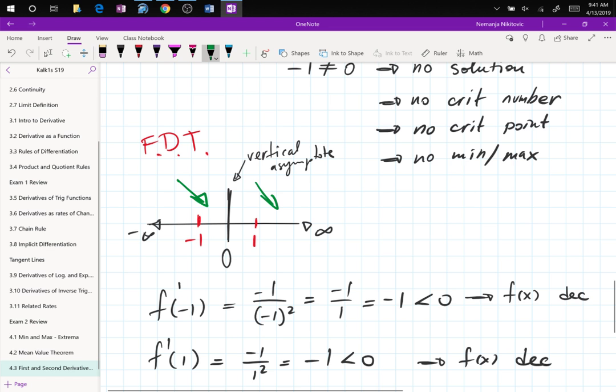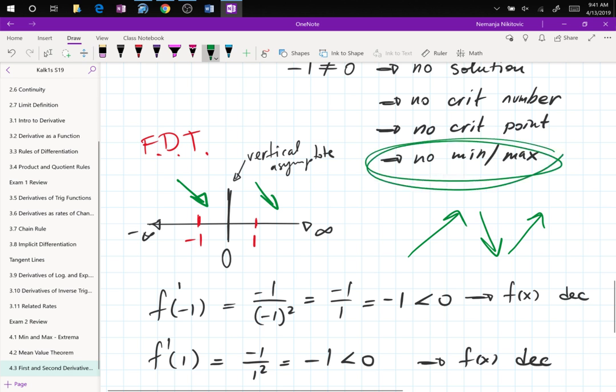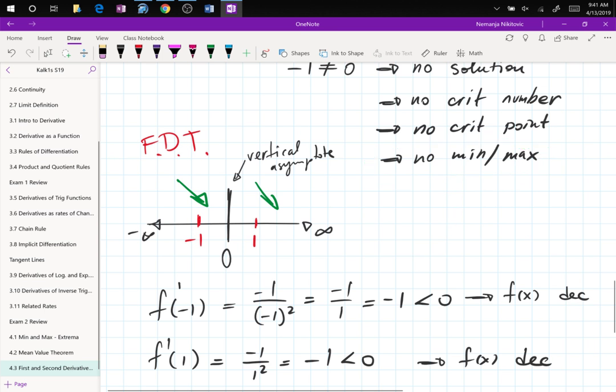Now look at the orientation of these two arrows. Do we see that there is no min there? There is no max, right? Because for max you need up and down. For min you need down, up. They're both down. But we already know there is no min or max because we were not able to find any critical points. This is called mathematics. It has to click. It has to click.